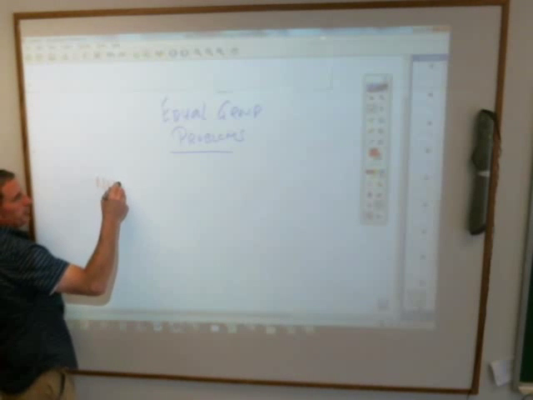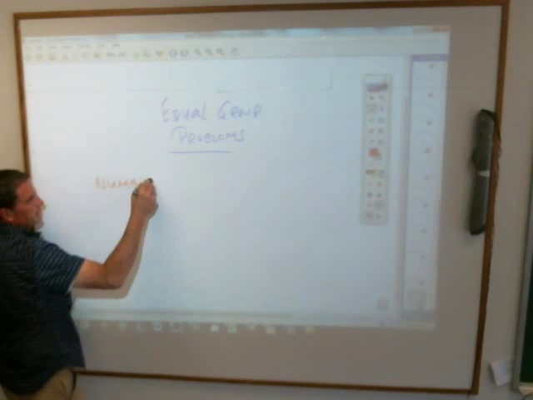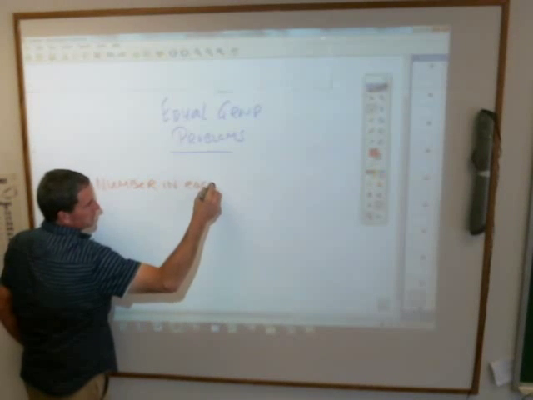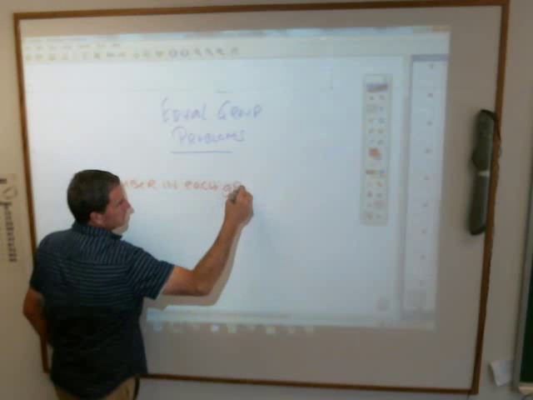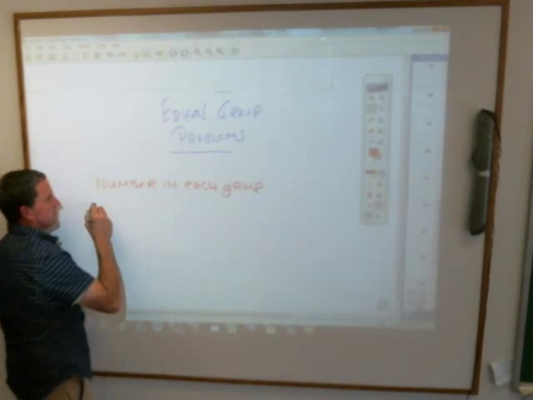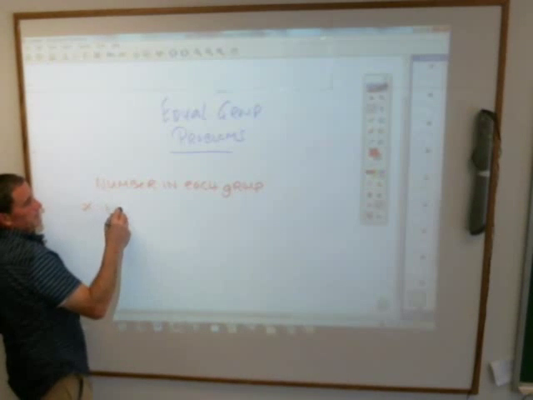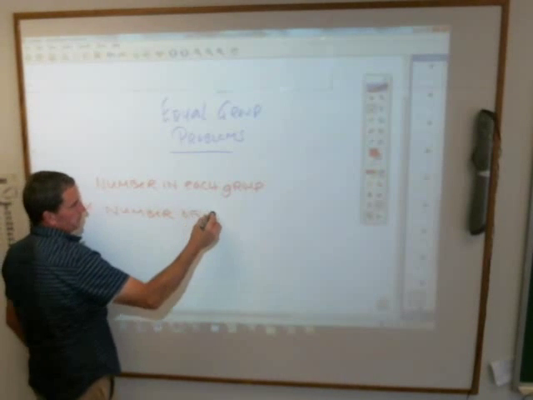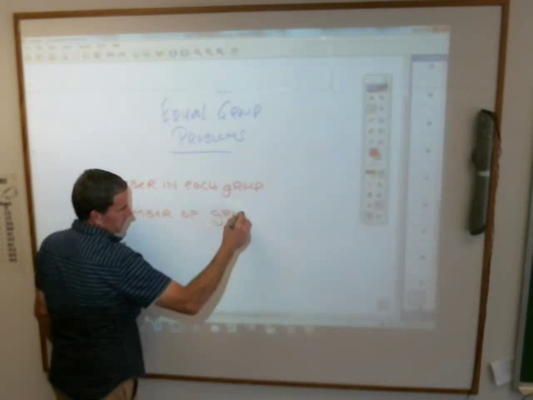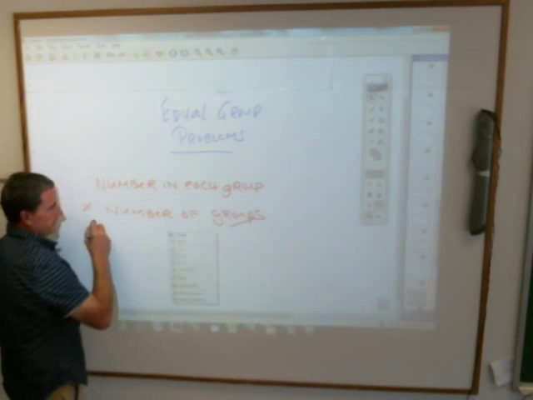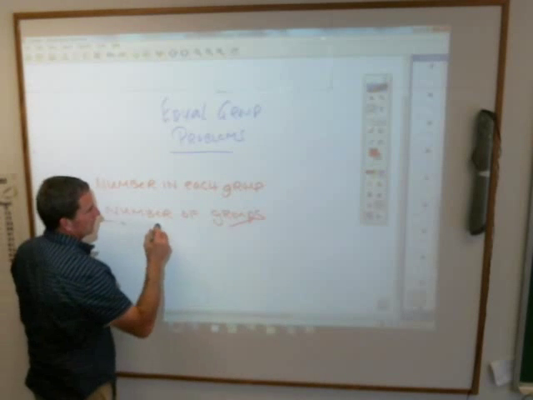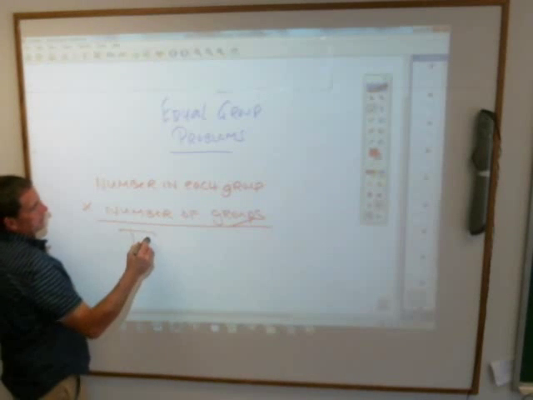Write this down. Number in each group times the number of groups equals the total.